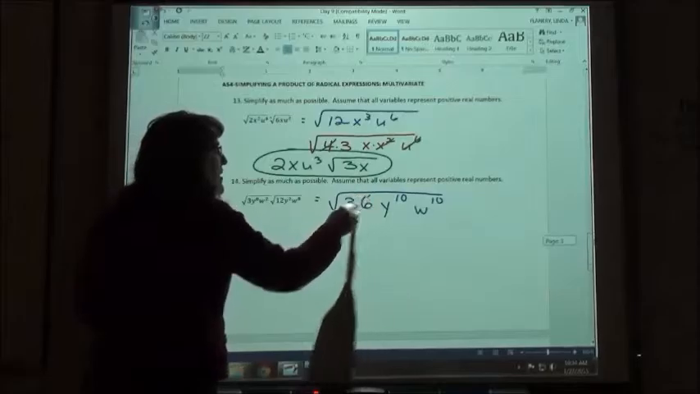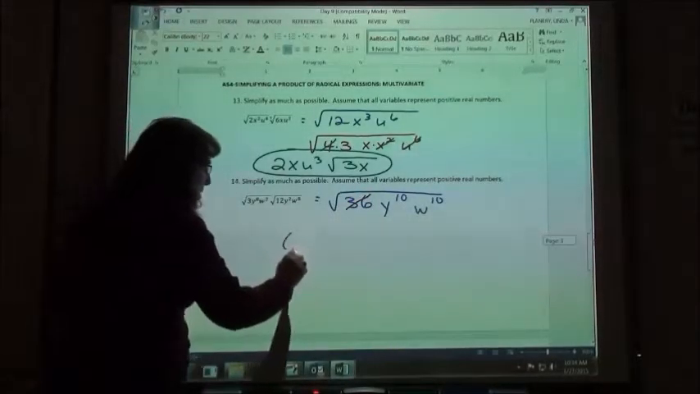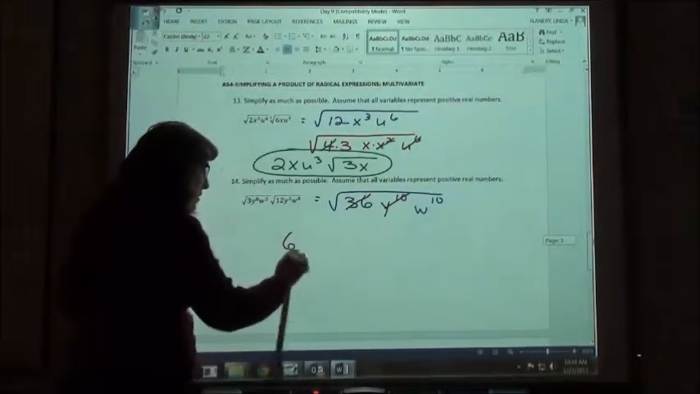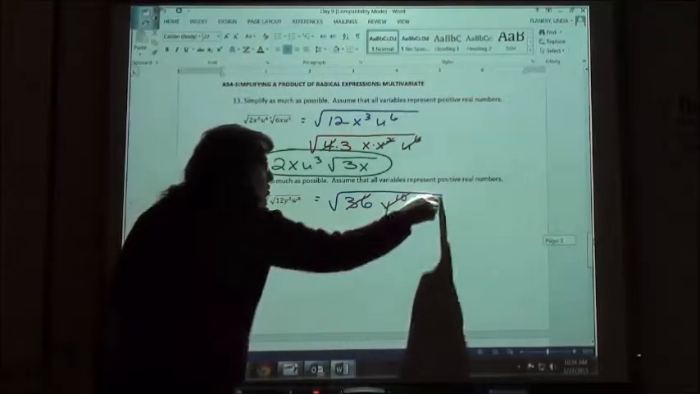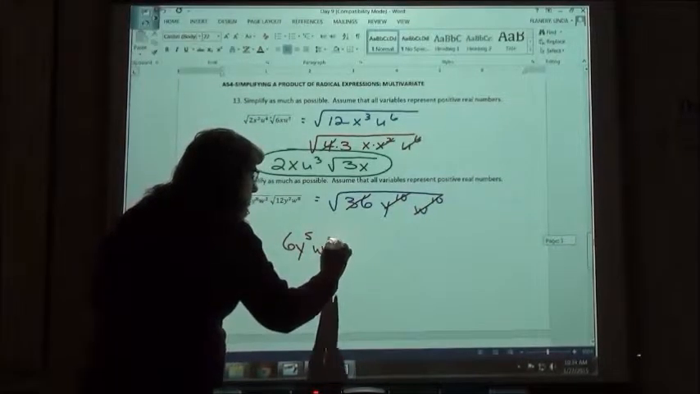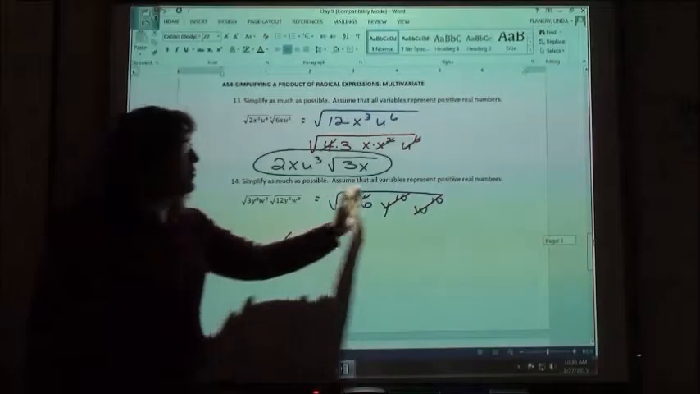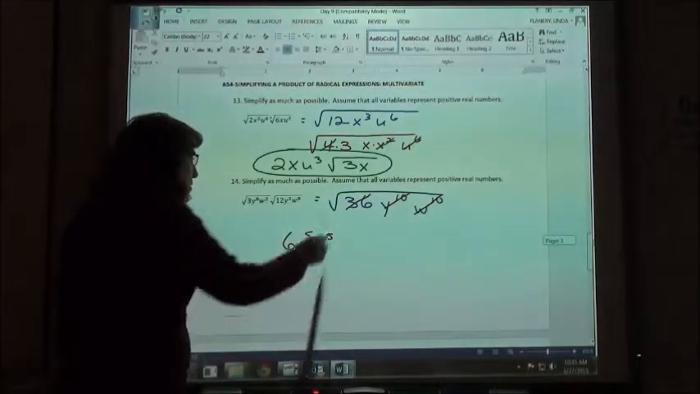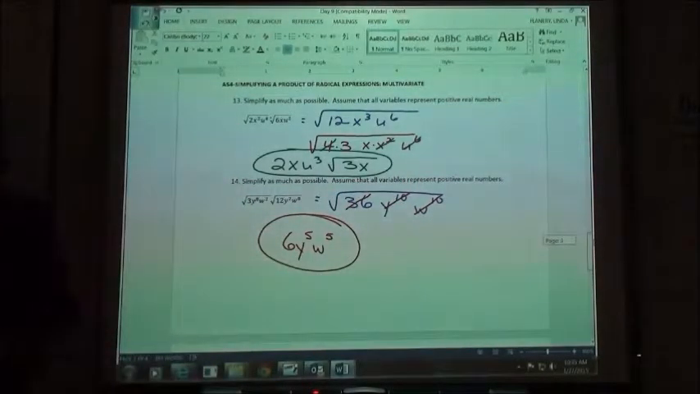The square root of 36 is 6. The square root of y to the 10th, y to the 5th, and the square root of w to the 10th, w to the 5th. There's nothing left under the radical. That's just my answer.